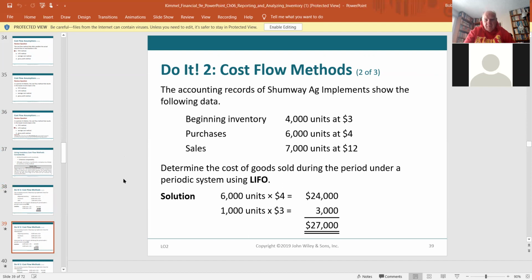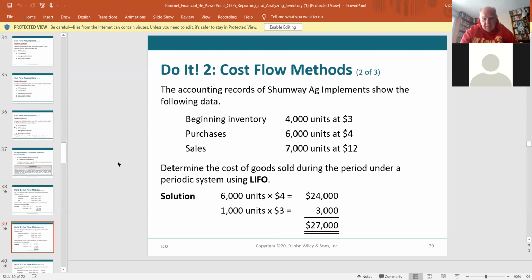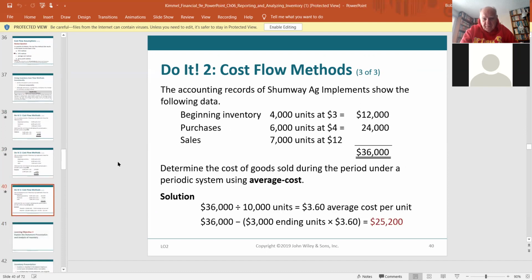Under LIFO, we started with the newest one. LIFO, 6,000 times 4 is 24, and then 1,000 times 3. So LIFO came up with a cost of goods sold of 27, and FIFO had cost of goods sold at 24. You had more expense, a higher cost of goods sold, under LIFO.